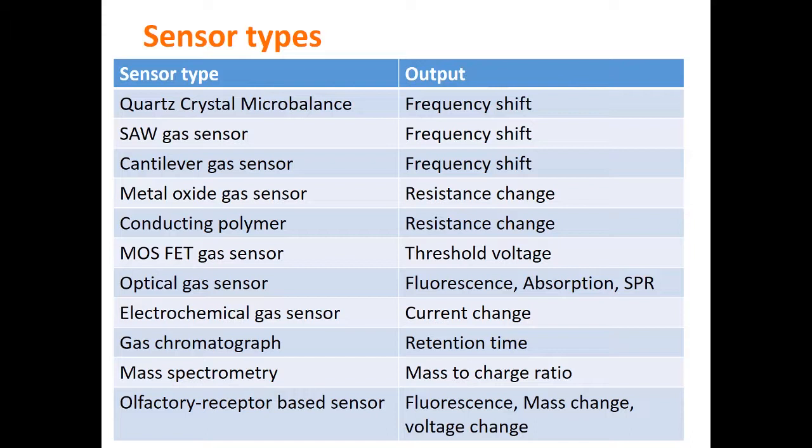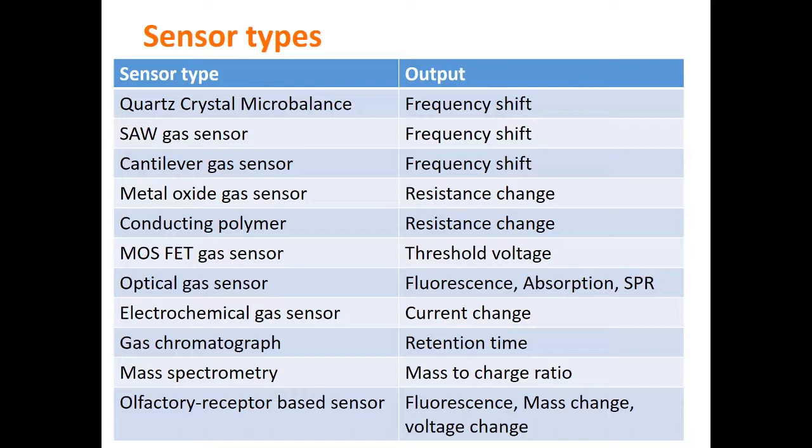For optical gas sensors, typically fluorescence, absorption, and sometimes surface plasmon resonance are the phenomena you use. For electrochemical gas sensors, typically the current changes, so these are amperometric type sensors. Gas chromatography is typically an analytical tool, but the GC is sometimes used as a sensor. In this case, retention time is its output. Mass spectrometry without GC can be used like a sensor in real time.